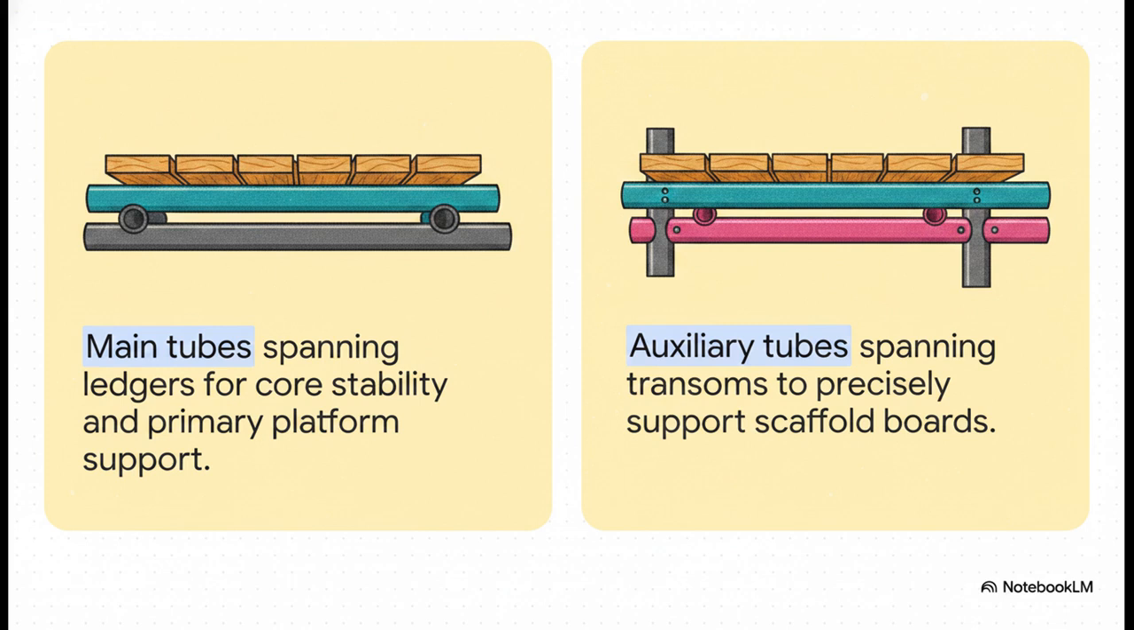These are your more versatile auxiliary tubes. They span directly between those transoms, or sometimes from a ledger to a wall, and their one specific job is to precisely support the wooden scaffold boards exactly where they're needed. So think of transoms as providing the macro skeleton, while board bearers support the specific footing.